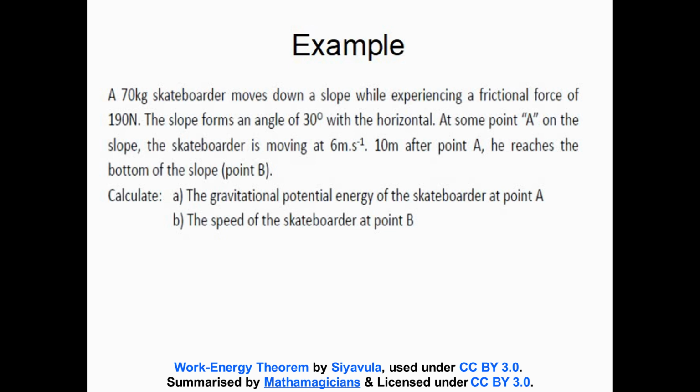Okay, so in this example, they say a 70-kilogram skateboarder moves down a slope while experiencing a frictional force of 119 newtons. The slope forms an angle of 30 degrees with the horizontal. At some point A on the slope, the skateboarder is moving at 6 meters per second. 10 meters after point A, he reaches the bottom of the slope, which is point B.